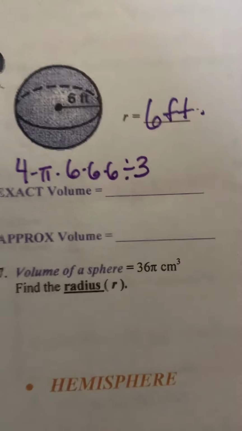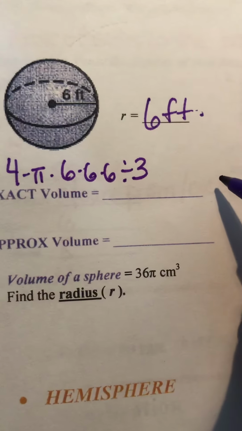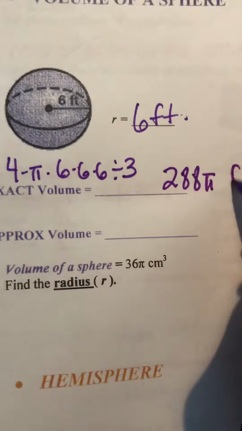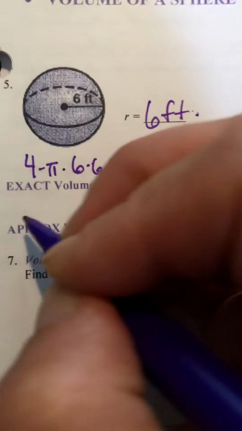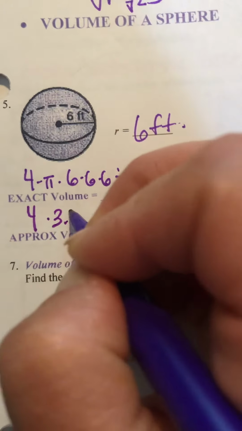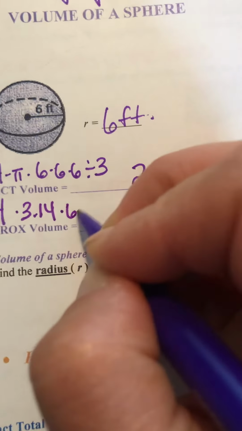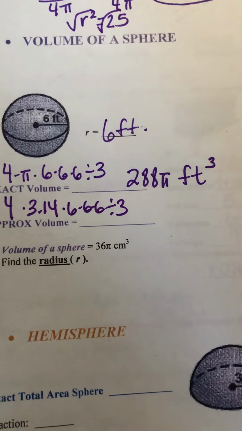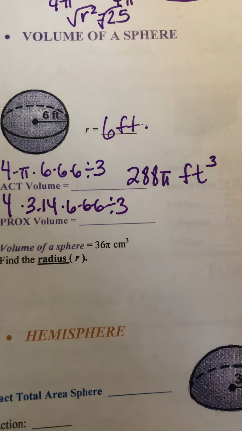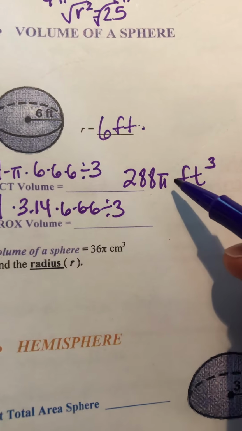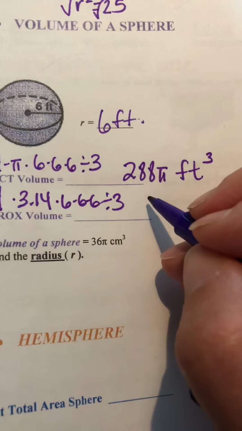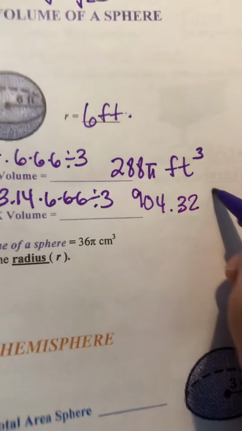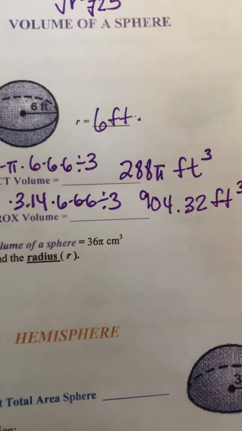I can plug all that in my calculator, and I get 288 pi feet cubed. Volume is cubed units. If I want to take out the pi for approximate, multiply by 3.14. You don't have to write all that down, or you could take the pi out and just type in 288 times 3.14. It's 904.32 feet cubed. Yep.